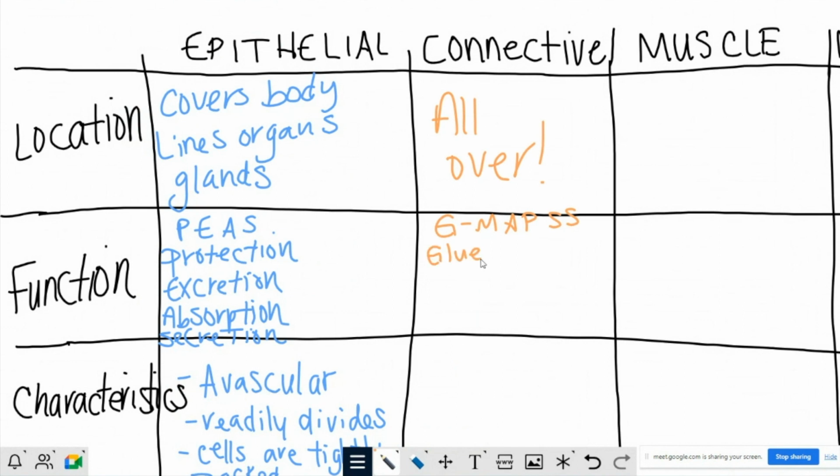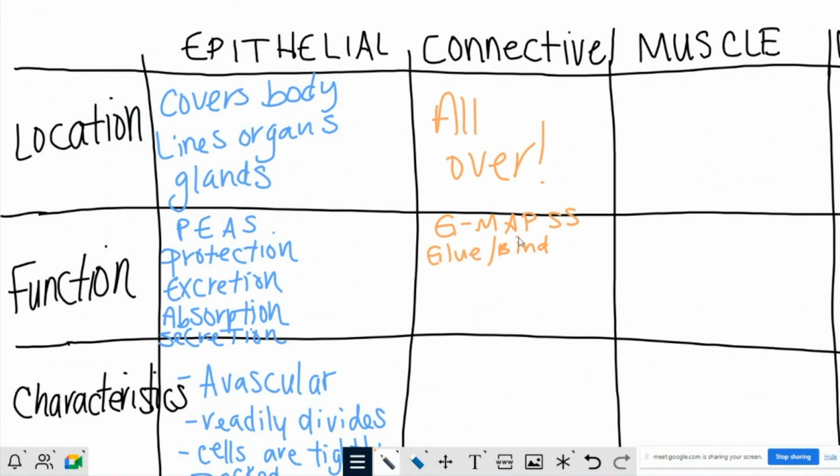And in fact, that probably makes sense because the name of the tissue is connective. It's a connecting tissue. Glue connects things. So we call it the glue of the body. We also say that it binds. So there's no B up here, so you don't have to write this one if you want. But if you see glue, bind makes sense with glue, and they kind of go together.